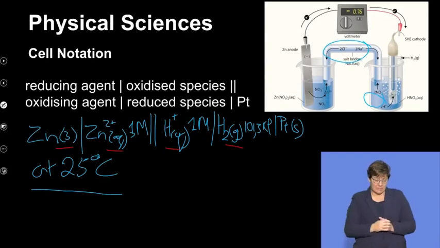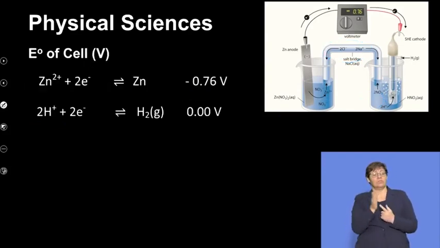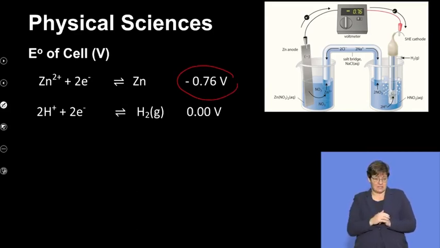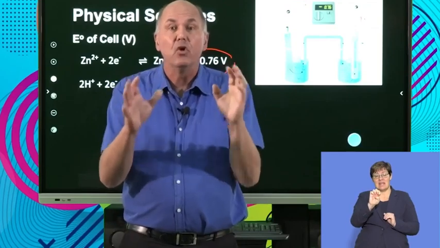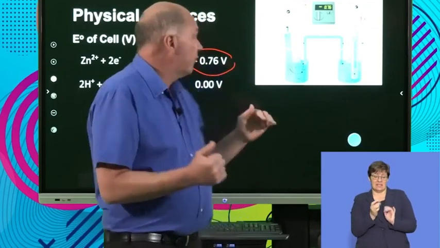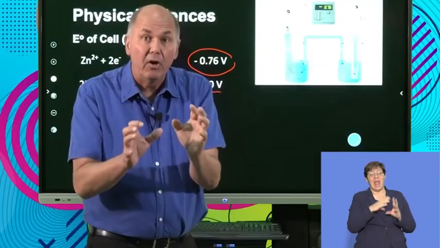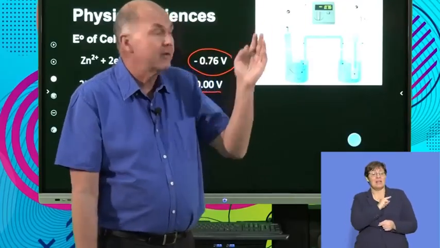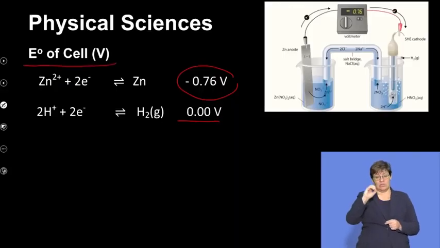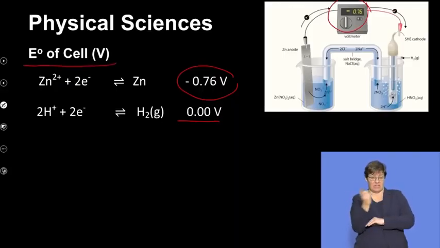Right, let's move on. And what I want to move on to here is to show you that when we connect these together, we find that we've got a reading on the voltmeter of minus 0.76. Now, that reading of minus 0.76 is what we call the E naught of the cell. And so when we've compared hydrogen, we said it was the reference, we're going to make the hydrogen half cell 0. And everything is going to be compared to that. And that's why we're calling it the E naught of the cell. It's the reading on the voltmeter.